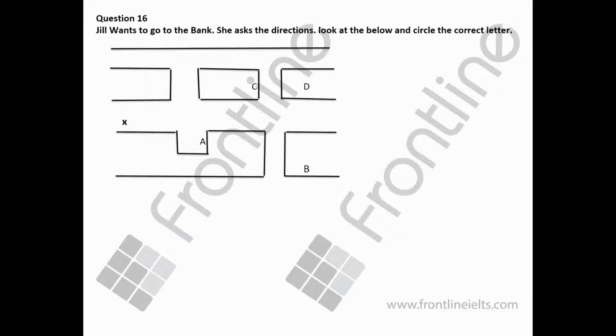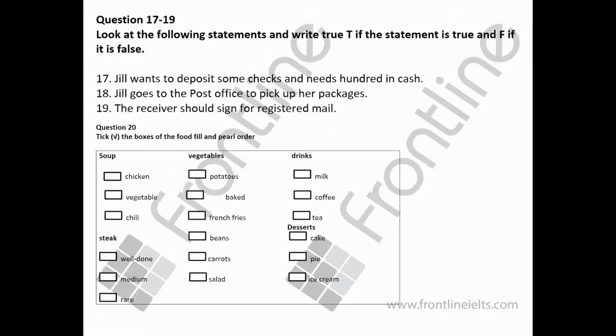Jill goes to the bank and the post office. As you listen, look at the statements and write T if the statement is true and F if the statement is false. First, you will have some time to look at questions 17 to 19. Now listen carefully and answer questions 17 to 19.